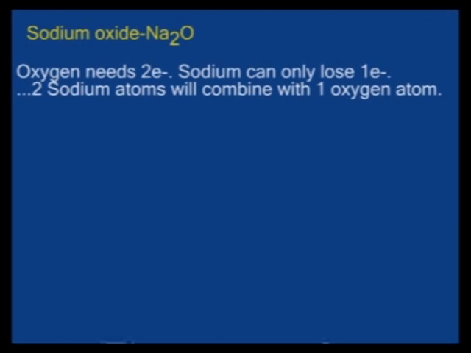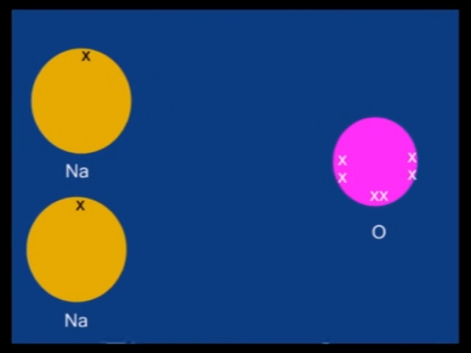How about the reaction between sodium and oxygen? Oxygen needs two electrons, but sodium can only donate one. Equally, we shall have two sodium atoms reacting with one oxygen atom to form sodium oxide.